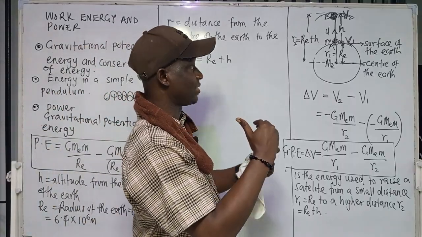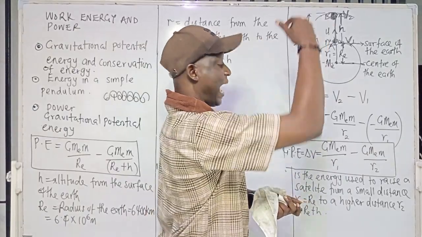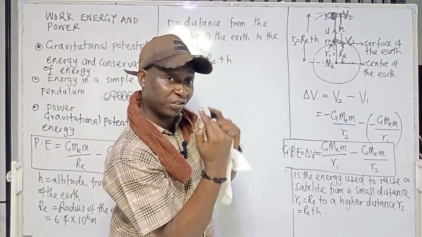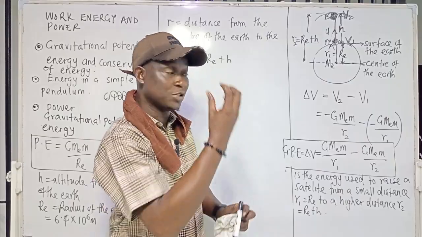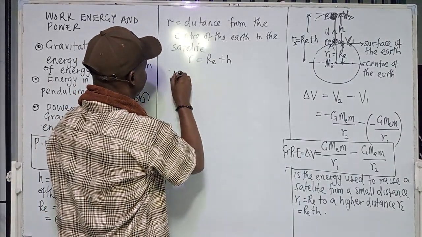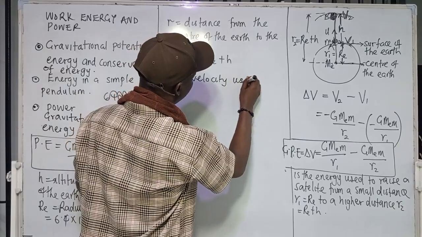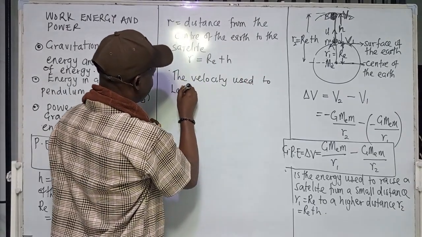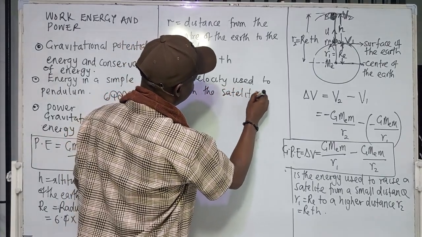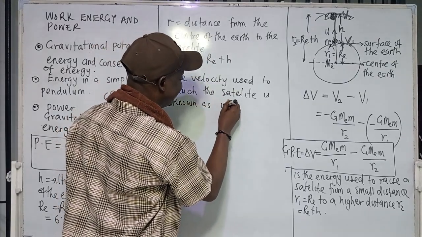Now, you know a satellite will be raised to a height. The energy that you use to raise it to that height is this one. For you to raise it to a height, there must be a velocity applied to raise it up. The velocity used to launch the satellite is known as the initial velocity.